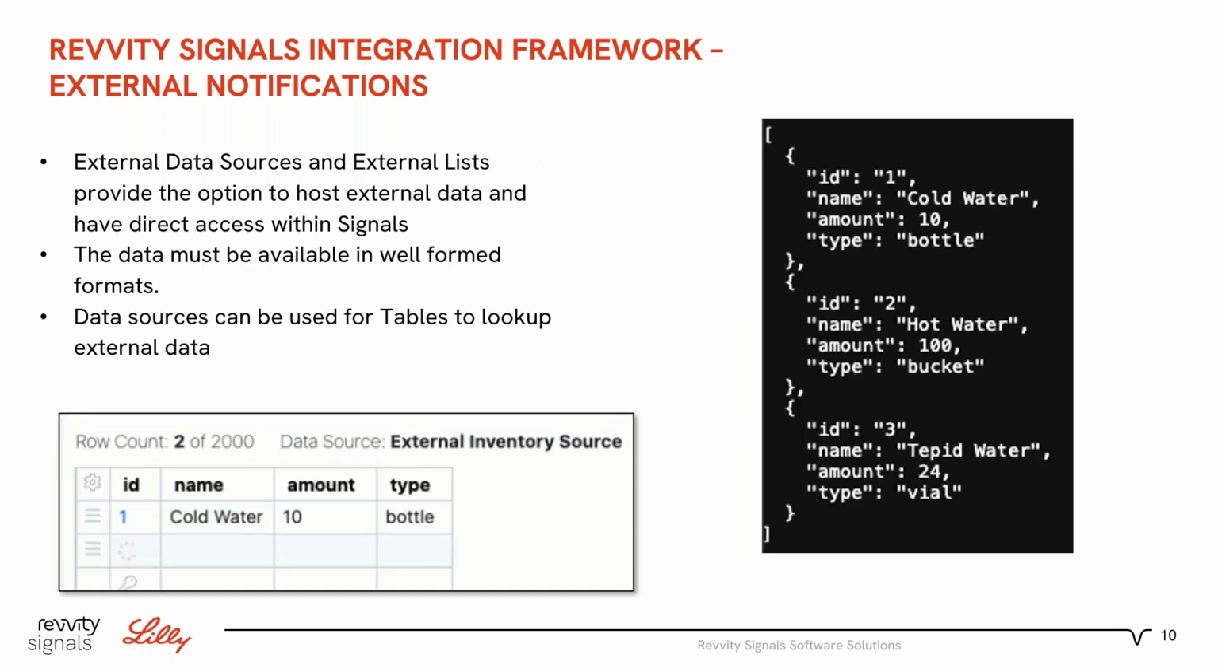And lastly, you'll see here where you can use external data sources and lists to provide options within Signals itself. These are configured by your admins. The data that you're sending back needs to be well formed. You can see on the right a very basic example of what inventory system data might come back through, and you can use it as a data source within Signals. And you'll see in the small GIF playing that I'm going through and looking up the information as you see on the right directly from Signals, and this would be hosted in your external source.